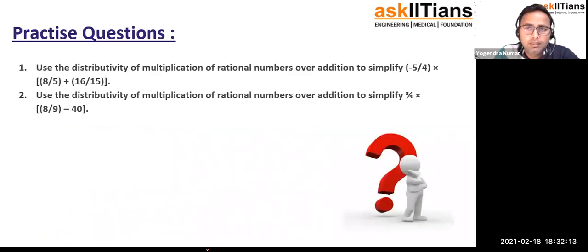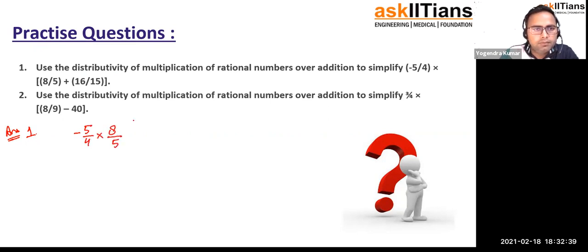Okay, right? Let's do these questions. You should try these questions. You should pause the lecture for some time and then do it yourself, right? So, okay, let me do this first question for you. What is it? Use distributive multiplication over this. Okay, so here minus 5 divided by 4 into 8 divided by 5 plus, minus 5 divided by 4 into 16 divided by 15, right?